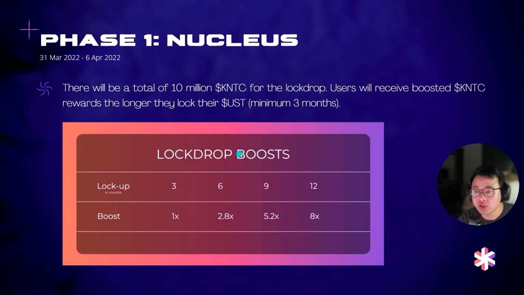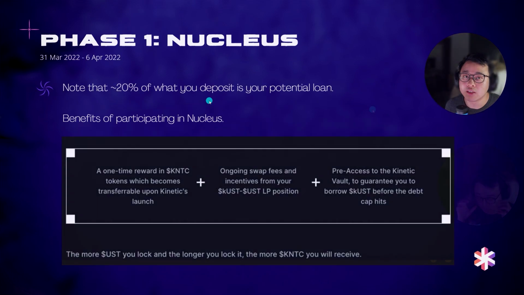And there will also be a boost if you actually lock for a longer period of time. So if you see in this diagram, if you lock for 3 months, that's the shortest duration, there is no boost. But if you lock for 12 months, there's an 8 times boost, which is a lot bigger than just a normal boost. So if you see from 3 to 12, it's a 4 times multiplier, but from the boost, you actually get 8 times, which is double the benefit if you just prorate them. So just now we were talking about how much you can borrow, and that would be 20% of what you deposit is your potential loan. So if you put in 100k, you can borrow 20k as your potential loan in KUST.